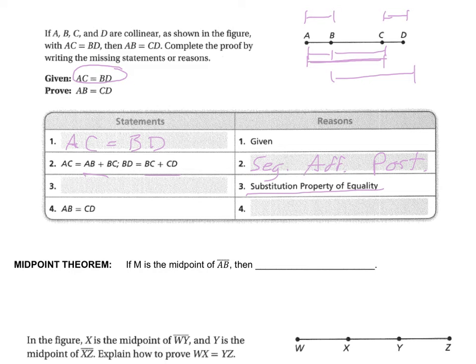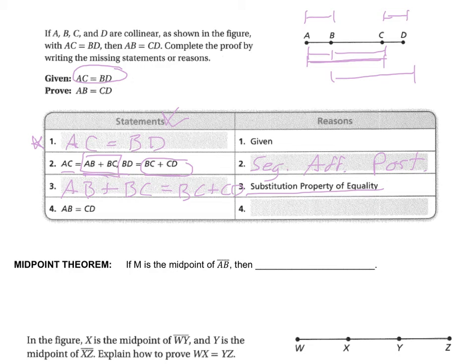What could we substitute? Well, AC, remember, if AC is equal to AB plus BC, then anywhere we see AC, we can replace that. So we're going to take AC equals BD, and we're going to replace AC with this right here. So we're going to have AB plus BC equals, and instead of writing BD, we're going to replace that with BC plus CD. Okay, so we've substituted those two values for AC and BD. Now look what they end up with.